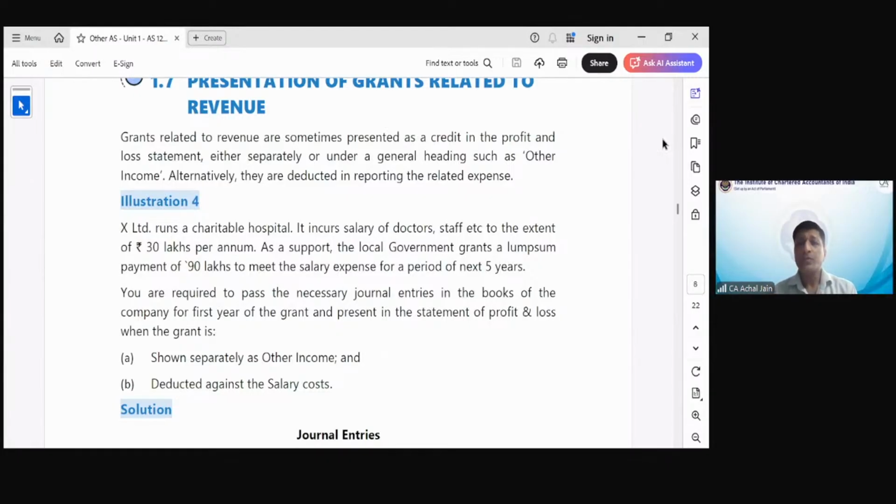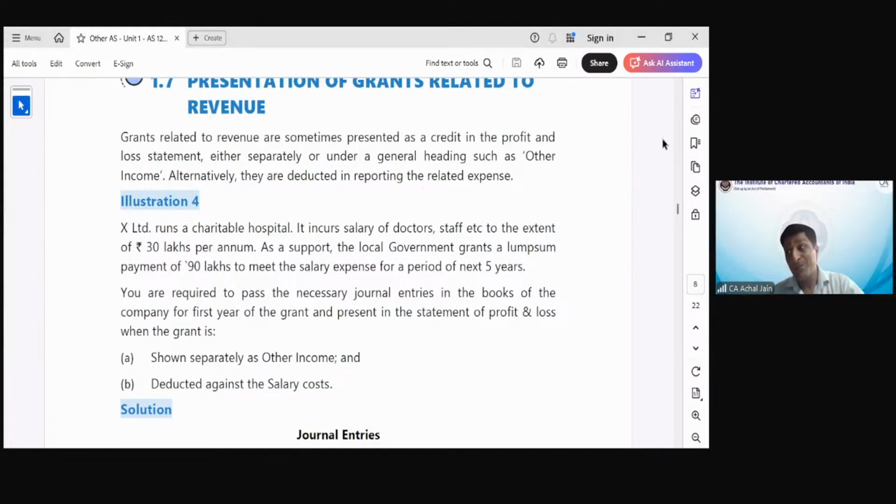As a support, local government grants a lump sum payment of 90 lakhs to meet the salary expenses for a period of next 5 years. You are required to pass the journal entries in the books of the company for the first year. Only for the first year. And also present in the statement of profit and loss when the grant is shown separately as other income.